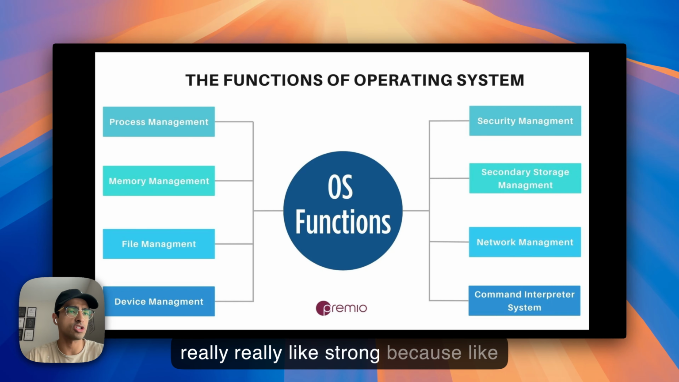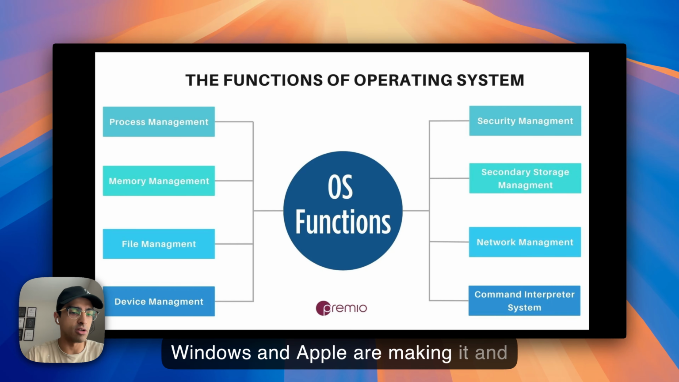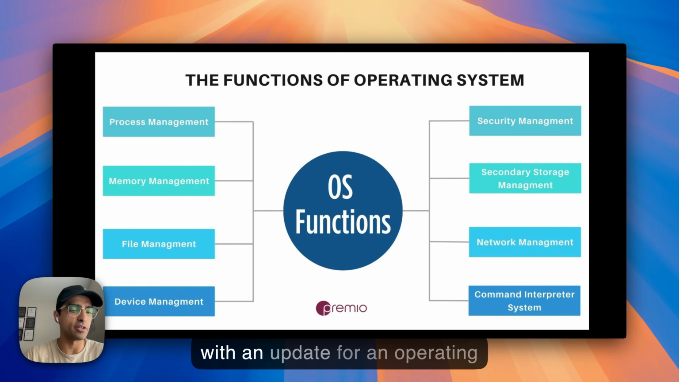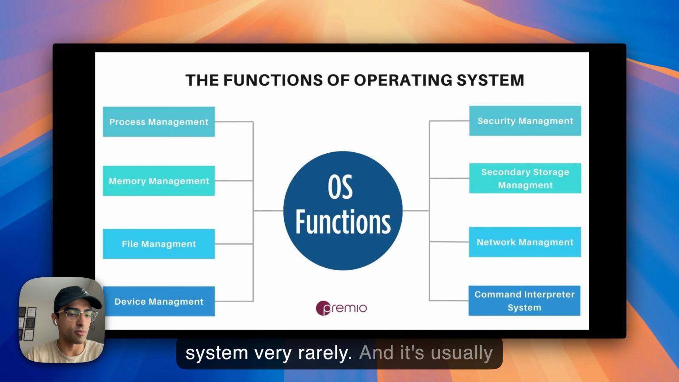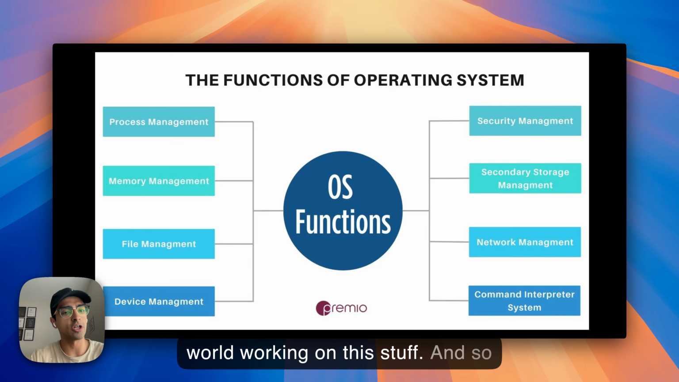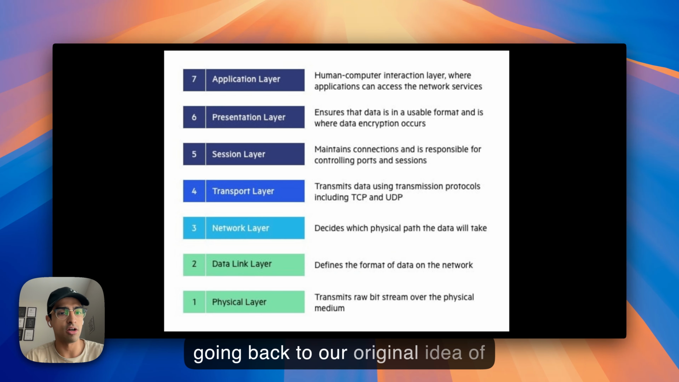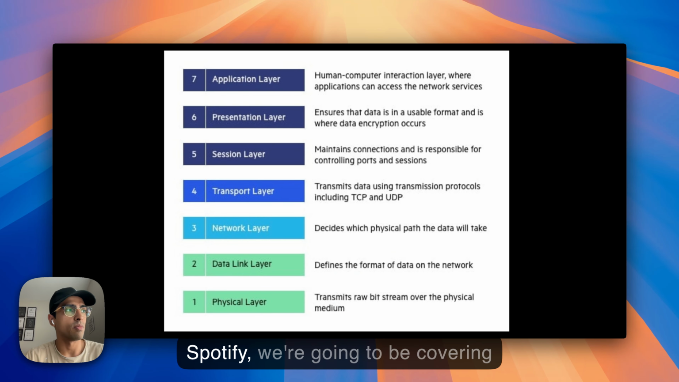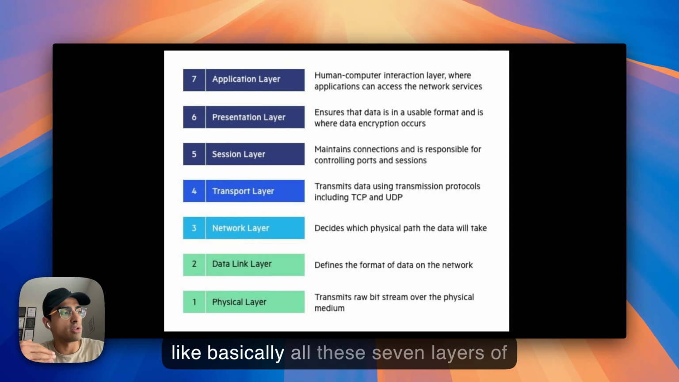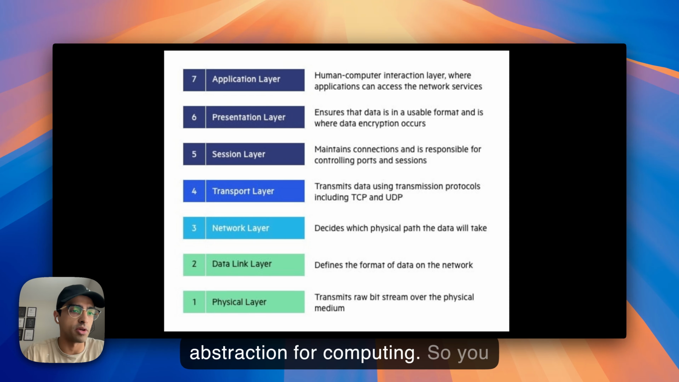And it's really, really strong because Windows and Apple are making it, and how often do they really come up with an update for an operating system? Very rarely. And it's usually the best software engineers in the world working on this stuff. And so going back to our original idea of Spotify, we're going to be covering basically all these 7 layers of abstraction for computing.